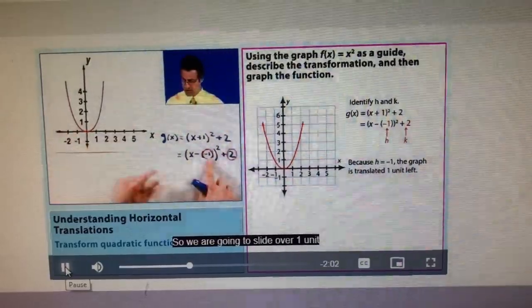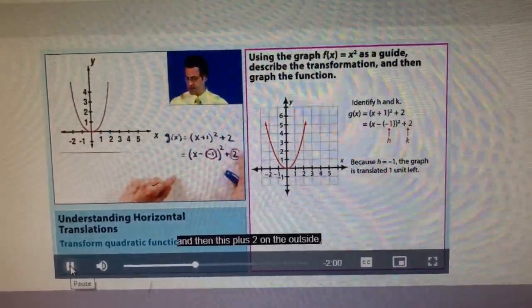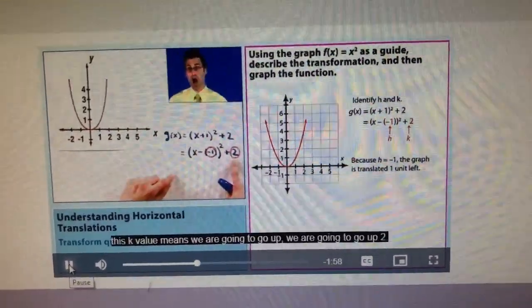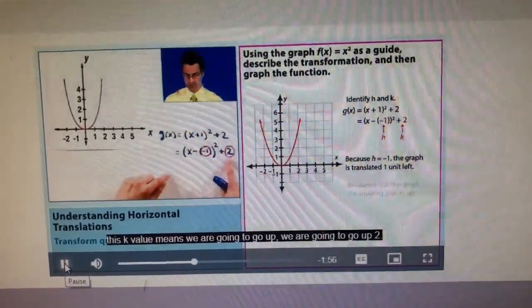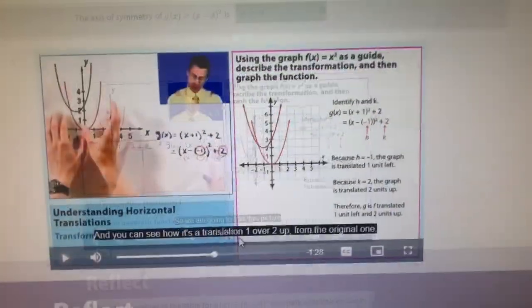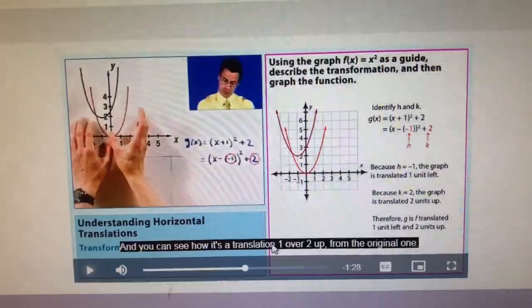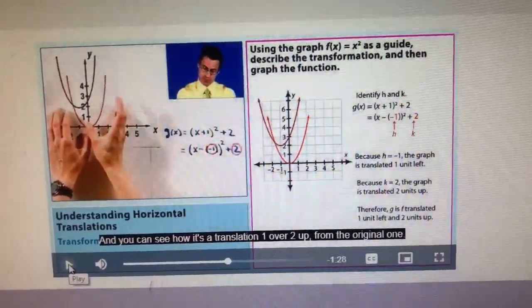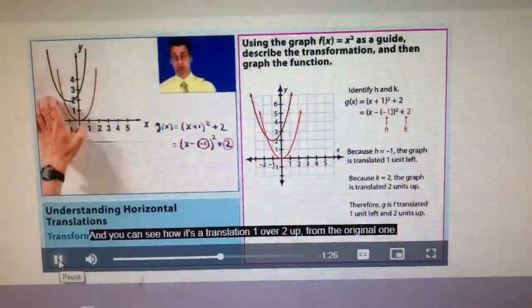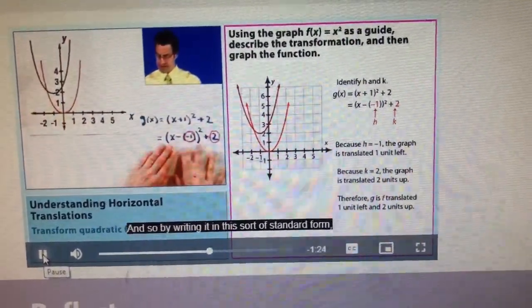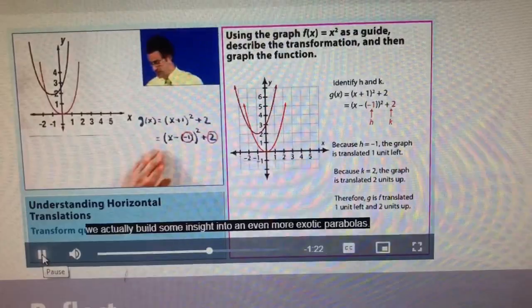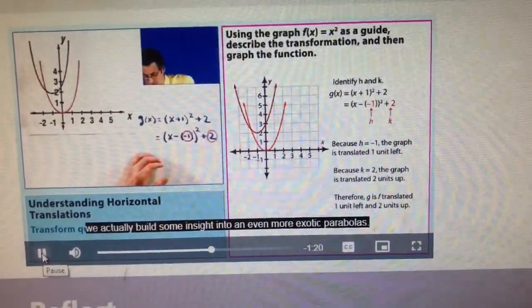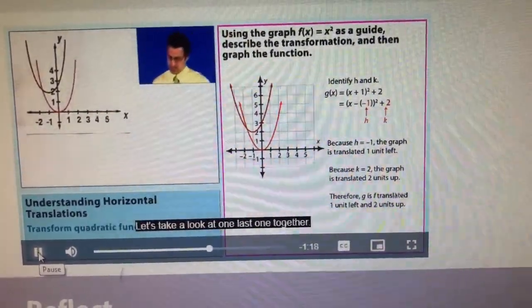So that means we're going to go left 1 unit. So we're going to slide it over 1 unit. And then this plus 2 on the outside, this k value, means we're going to go up. We're going to go up 2. So here's the picture of the new graph. We slid it to the left 1 and up 2. 2 up from the original one. And so by writing it in this sort of standard form, we actually build some insight into even more exotic parabolas. Let's take a look at one last one together.